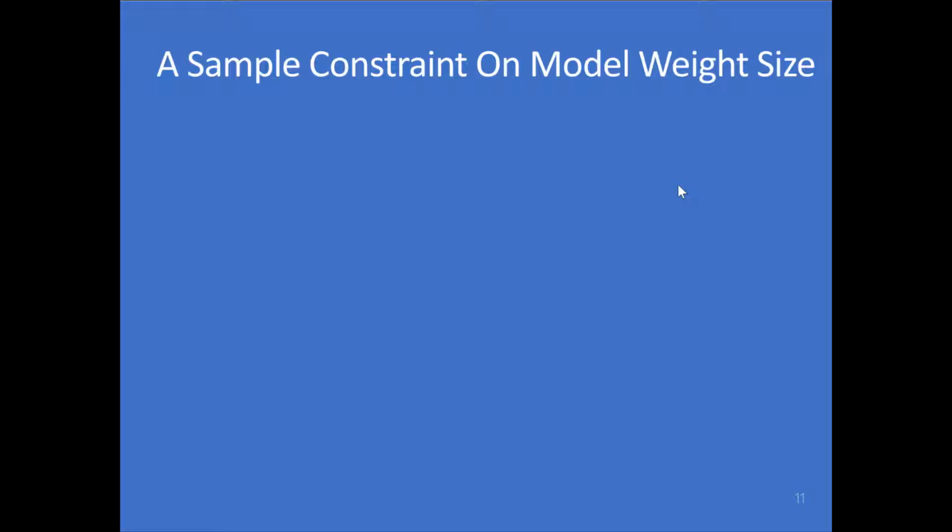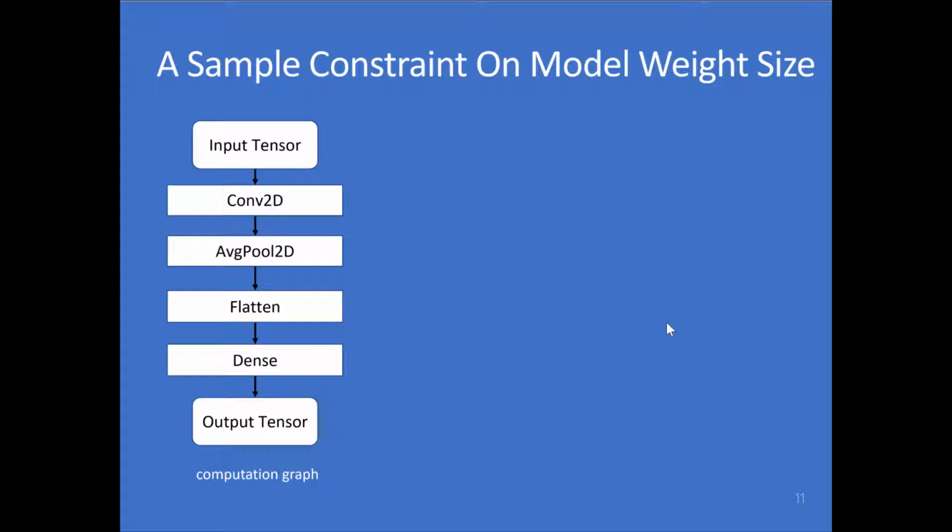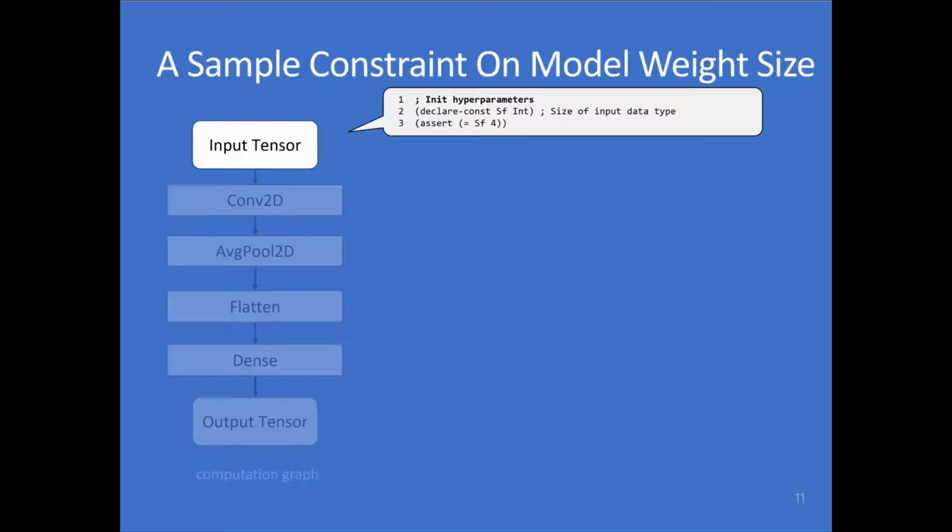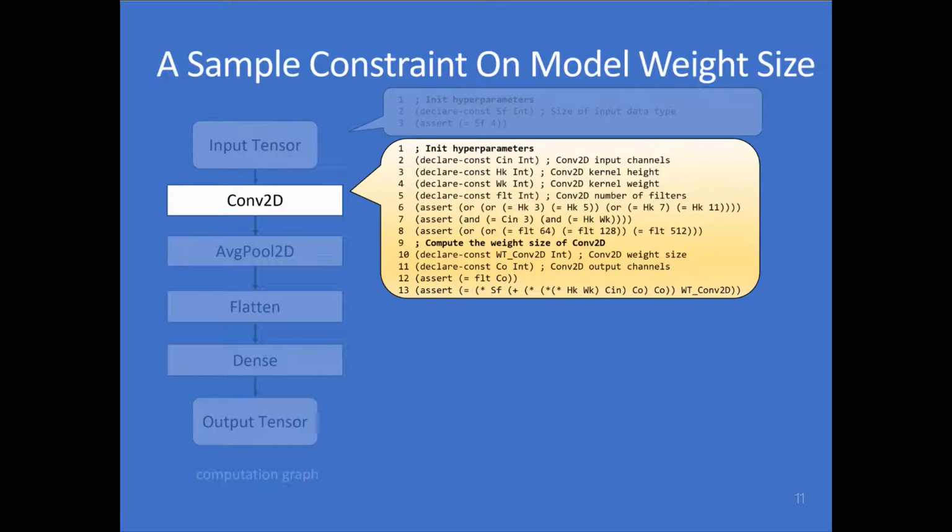I will illustrate the mechanism of DnnSAT by a sample constraint on model weight size. This figure demonstrates the corresponding computation graph for the model in the previous program. With the execution of each operator, DnnSAT will generate the weight size needed by the operator. First, DnnSAT will set the hyperparameters and their domain for each operator. Next, DnnSAT traverses the computation graph from Conv2D to Dense one after another. For each operator, we prepare SMT-LIB templates via these three APIs for the resource cost functions. Then DnnSAT will calculate each operator's weight size.